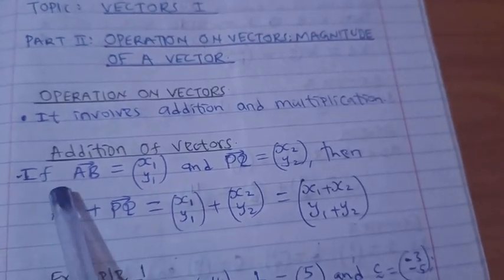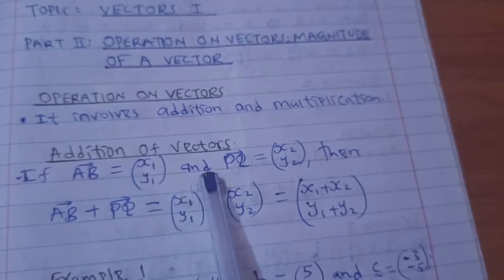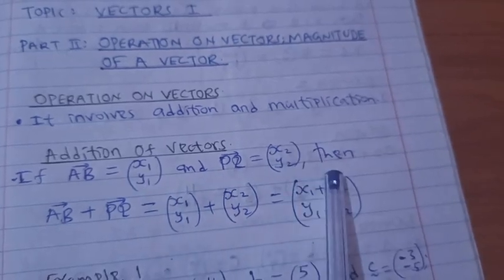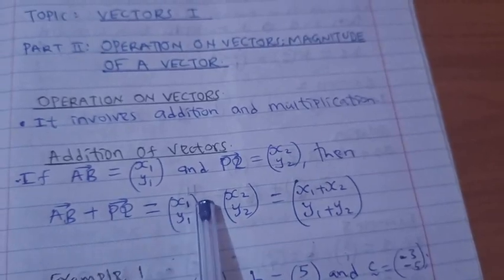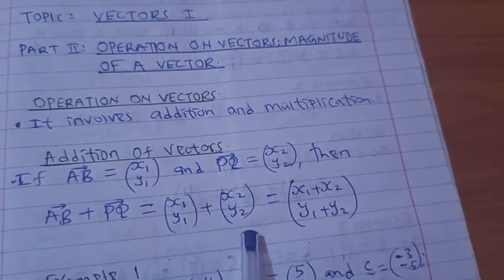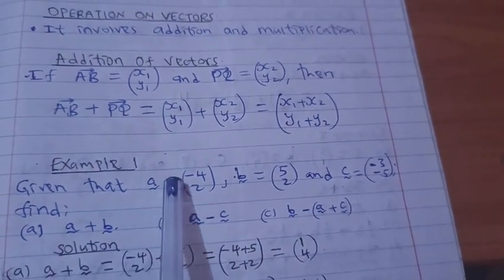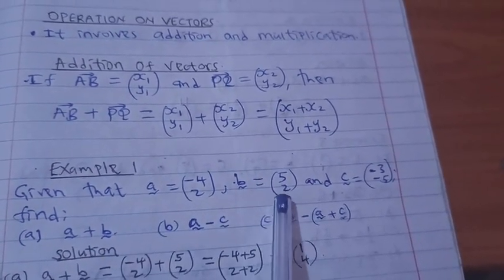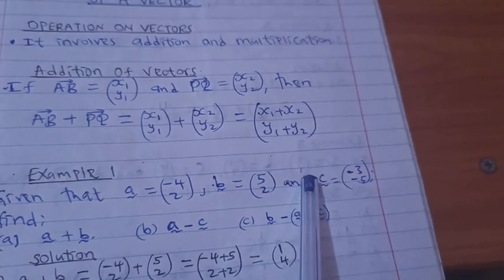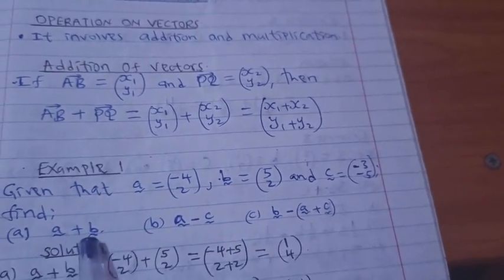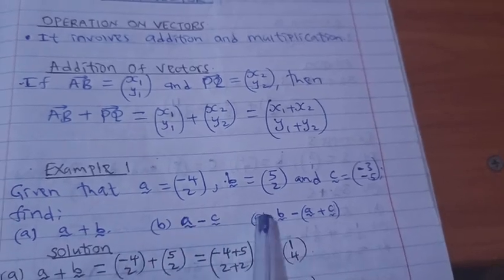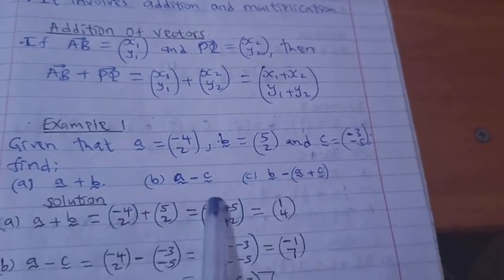Addition of vectors. If AB equals (x1, y1) and PQ equals (x2, y2), then AB plus PQ equals (x1, y1) plus (x2, y2), which is this one. Now, example 1. Given that A equals (-4, 2), B equals (5, 2) and C equals (-3, -5), find A plus B, A minus C, B minus (A plus C).